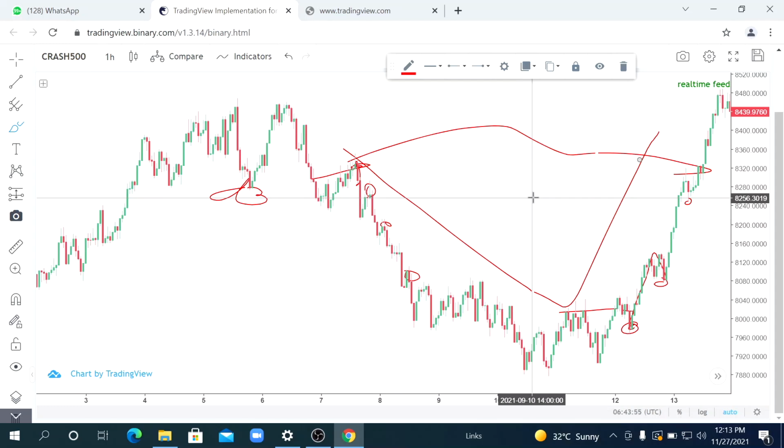Remember, practice this strategy. Practice and practice until you become the best. It works on all pairs. It works on all indices. It works on all markets.